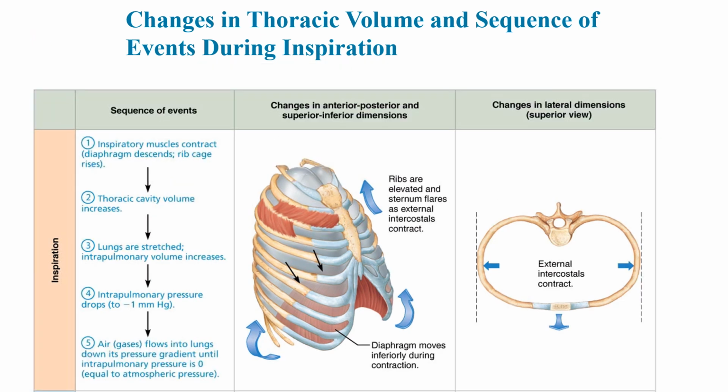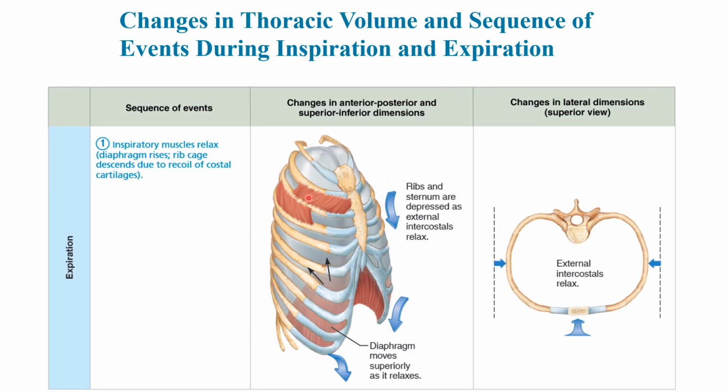So now we have an intrapulmonary pressure of -1, which is less than the atmospheric pressure, and the air is moving in because of the pressure gradient. And the air keeps on moving into the lungs till the intrapulmonary pressure becomes 0, because all systems want to reach an equilibrium. We are done with the inspiration. Now let's see what happens during expiration. Remember, expiration is a passive process.